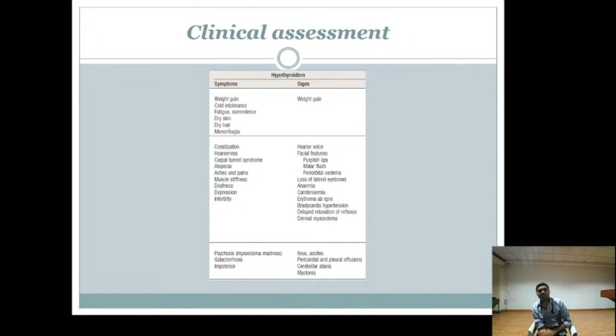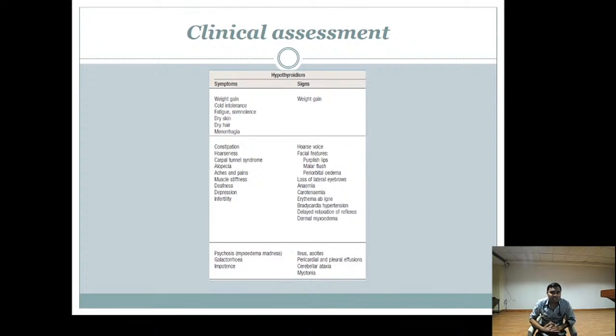Coming to clinical features of hypothyroidism, these are opposite of hyperthyroidism. There we see weight loss, here we see weight gain. There we see heat intolerance, here it is cold intolerance. And there is fatigue, somnolence, dry skin, dry hair. There may be menorrhagia, constipation, hoarseness of voice, alopecia, carpal tunnel syndrome, and there may be deafness, depression or infertility.